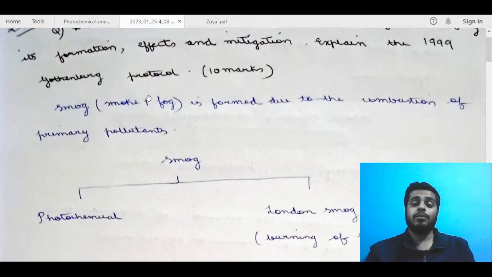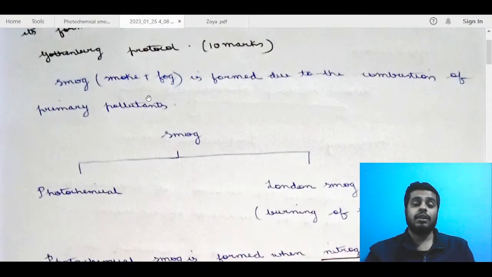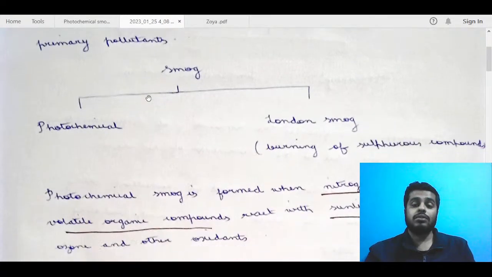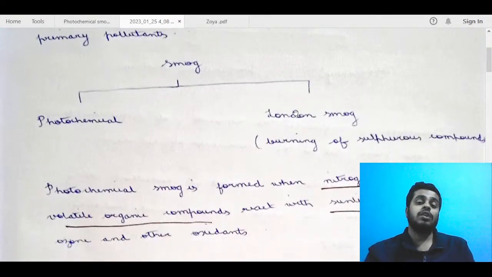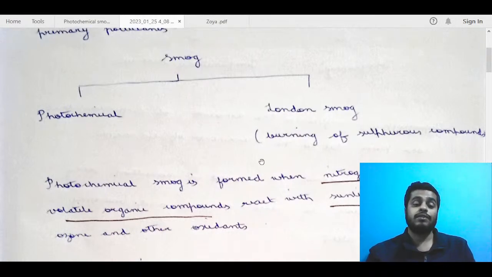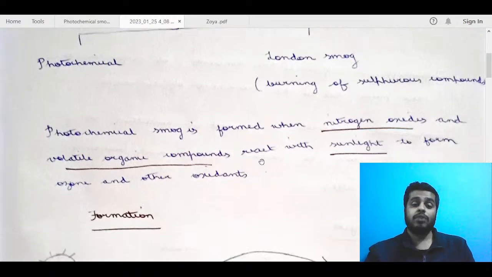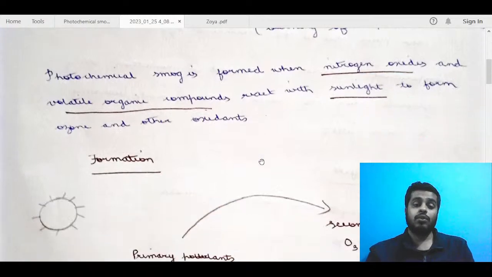Smog is formed due to the combustion of primary pollutants. Okay. Smog, photochemical, London smog, burning of sulfurous compounds. Okay. So here, when you are talking about London, it is better you write Los Angeles, because both are named after cities, and that is how they have been classified in most places. Photochemical smog is formed when nitrogen oxides and volatile organic compounds react in sunlight to form ozone and other oxidants.